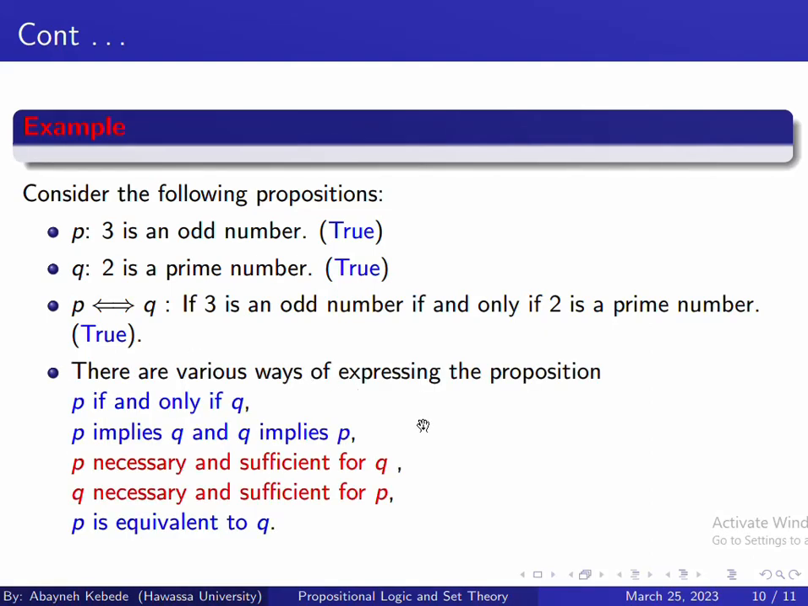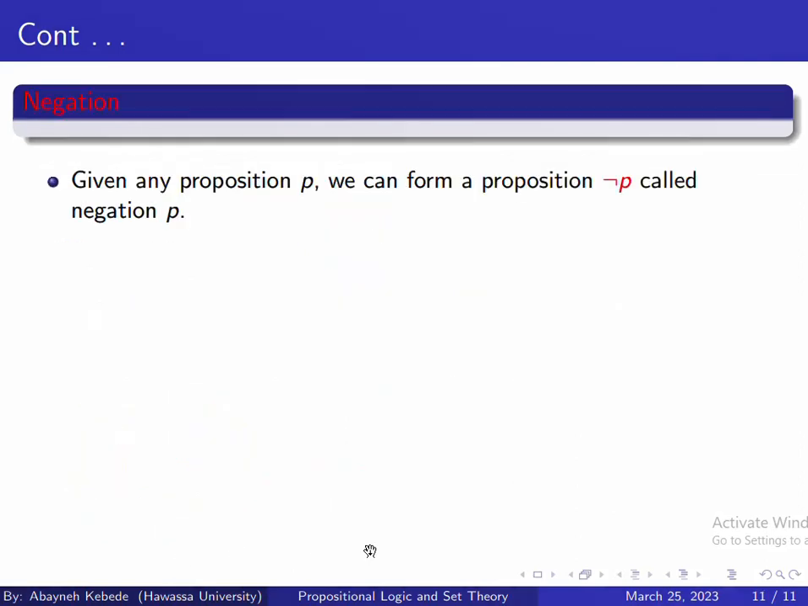There are various ways of expressing the proposition P if and only if Q. This is the same as: P implies Q and Q implies P. Or another way is: if P then Q and if Q then P. Another way is: P is necessary and sufficient for Q, Q is necessary and sufficient for P, or P is equivalent to Q.